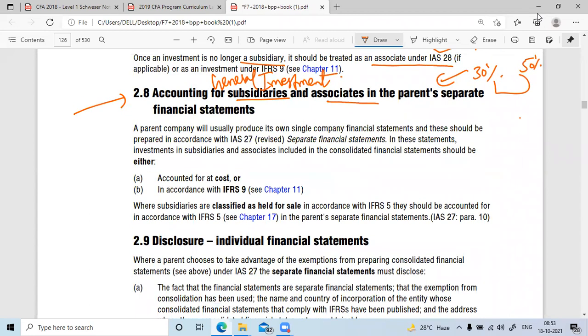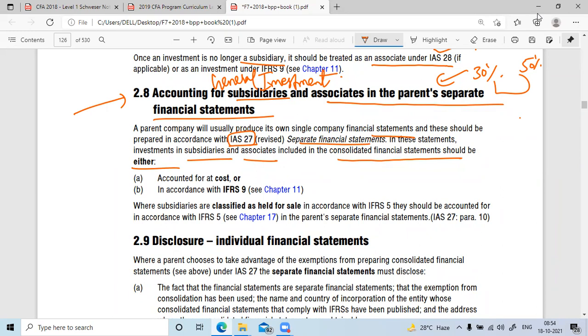accounting for subsidiaries and associates in the parent's separate financial statements. See, a parent company will usually produce its own single company financial statements, and these should be prepared in accordance with International Accounting Standard 27 revised, separate financial statements. In these statements, investments in subsidiaries and associates included in the consolidated financial statements should be either, that means if both the companies are preparing separate sets of books. So what is that? Again, I will repeat. A parent company will usually produce its own single company financial statements, and these should be prepared as per this, that is, separate financial statements.